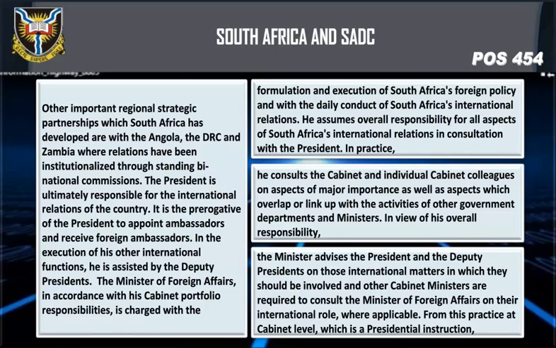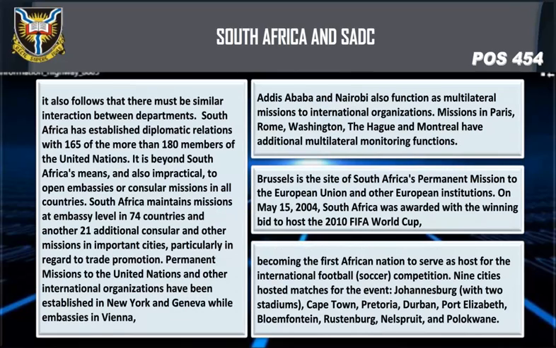In practice, he consults the cabinet and individual cabinet colleagues on aspects of major importance, as well as aspects which overlap or link up with the activities of other government departments and ministers. In view of his overall responsibility, the minister advises the President and the Deputy President on those international matters in which they should be involved, and other cabinet ministers are required to consult the Minister of Foreign Affairs on their international role where applicable. From this practice at cabinet level, which is a presidential instruction, it also follows that there must be similar interaction between departments.